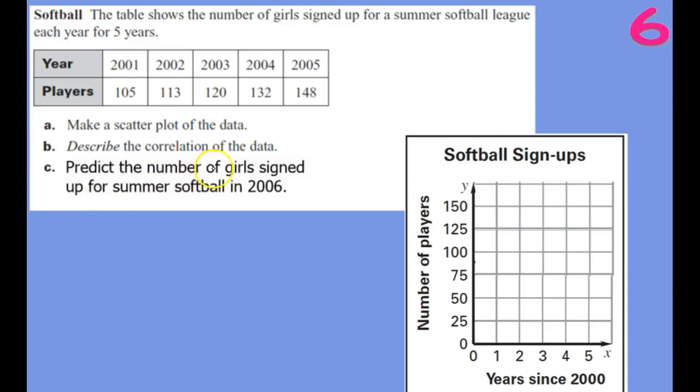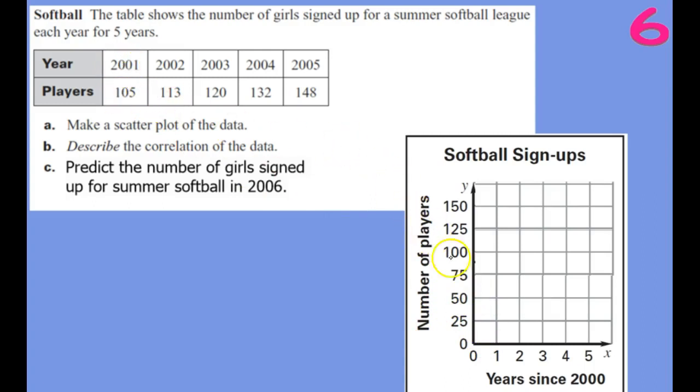Alright, last one here. This word problem says, the table shows the number of girls signed up for a summer softball league each year for 5 years. So down here we have years since 2000. We have 2001, 2002, 2003, 2004, and 2005. And we have the number of players.